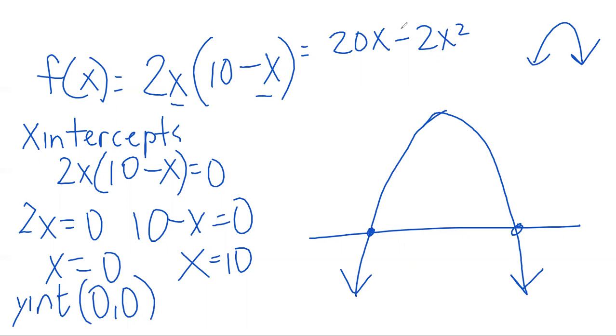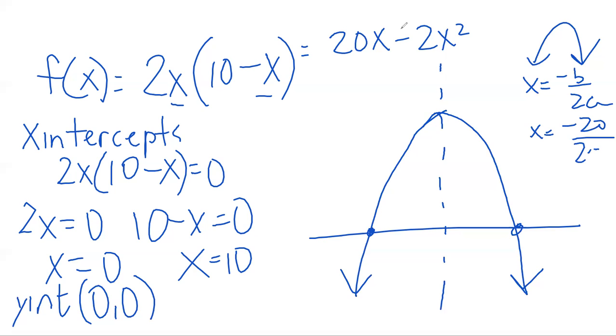But if you want the axis of symmetry and the vertex, you should note that there's a value halfway between 0 and 10. If you're not sure, use the formula as before, where it's negative b over 2a, and b is negative 20, and a is negative 2. And working the math in your head, that's going to be x equals 5. So x equals 5, and that's going to be the axis of symmetry.